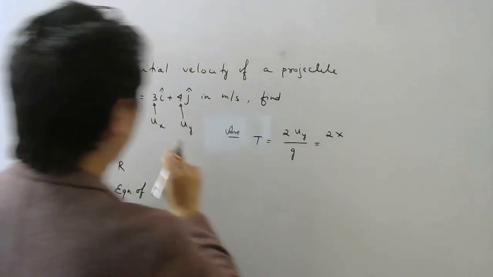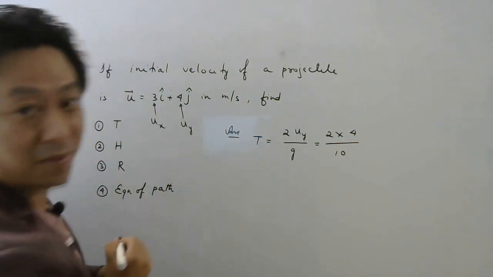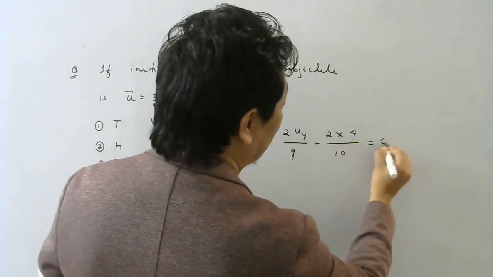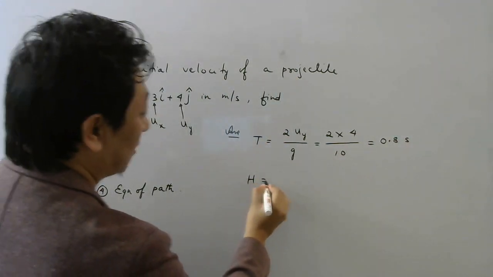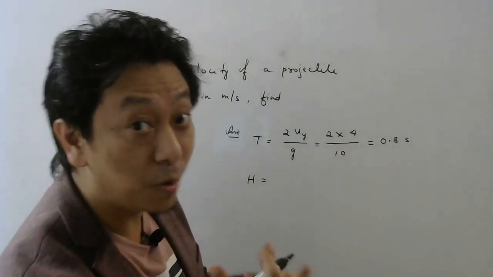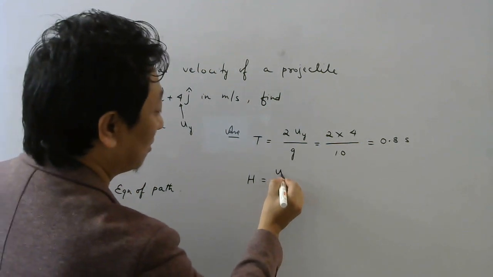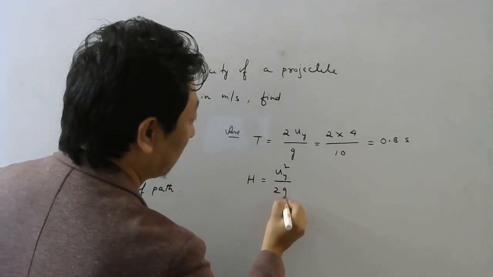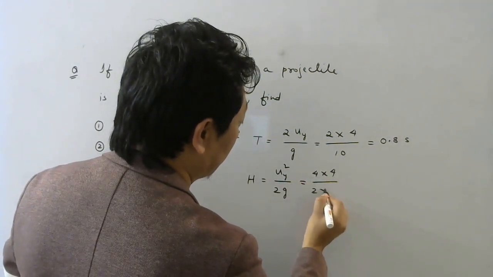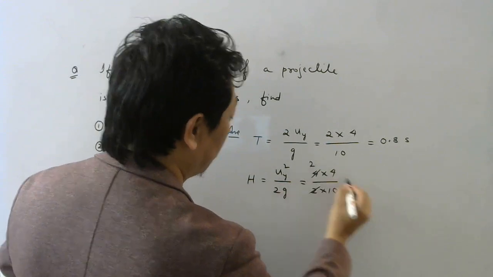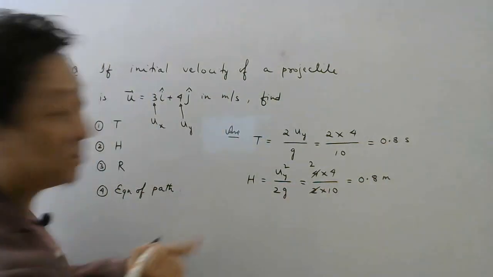So what is the y component of initial velocity? 4. G, let me take approximately 10. So this will be 8 by 10, 0.8 seconds, right? What about the maximum height? The actual formula that we wrote in terms of u and theta is u square sine square theta by 2g, which can be written as uy square divided by 2g. So uy is your 4, so this is 4 times 4 divided by 2 into 10. So 2 2s are 4, so this will also be 0.8, but this will be meters because this is height.